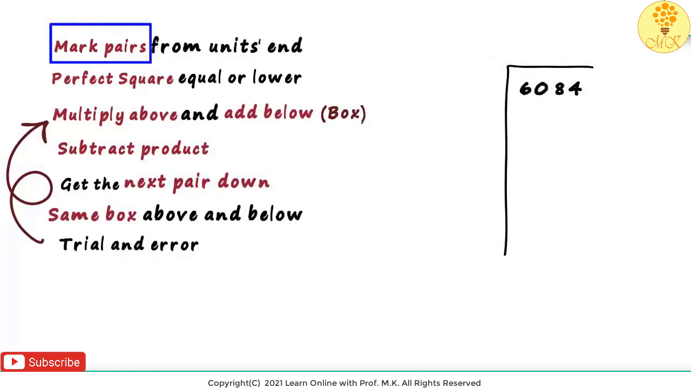We mark pairs from the unit's end. So we draw bars over 84 and 60. So the two pairs we have are 60 and 84. Now we look for a perfect square which is equal or just lower than the first pair. The first pair is 60.